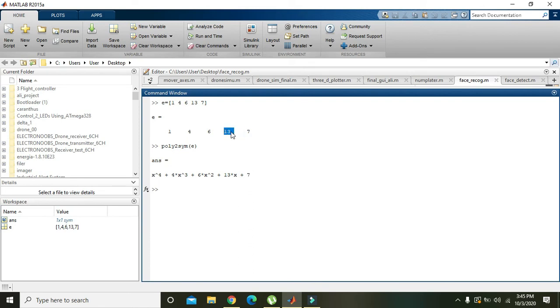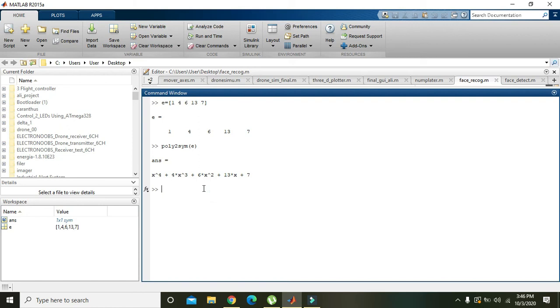then 13x raised to the power 1, then 6x raised to the power 2, and here it's 4x raised to the power 3, because 0, 1, 2 and 3, 4x raised to the power 3. And here is 1, and that is 1x raised to the power 4, and here you got your symbolic polynomial.